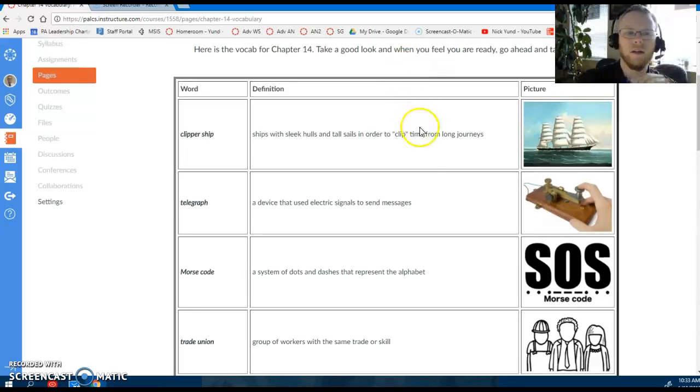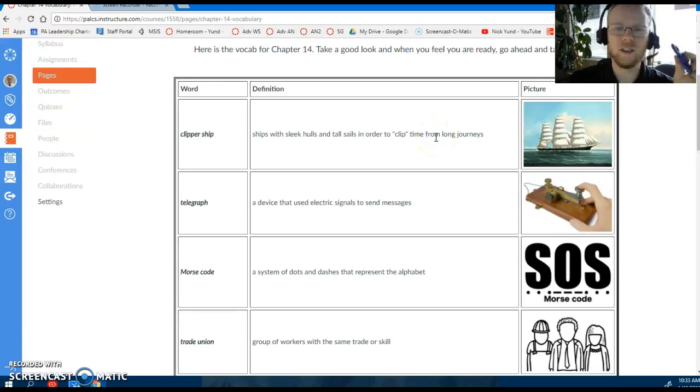Alright, up first, clipper ship. They were new sailboats at the time. They are ships with sleek hulls and tall sails in order to clip time from long journeys. So basically it was a new type of sailboat that shortened the trip across the ocean. Very fast sailboats, sort of the pinnacle of sailboat technology. They get replaced by steamships very shortly.